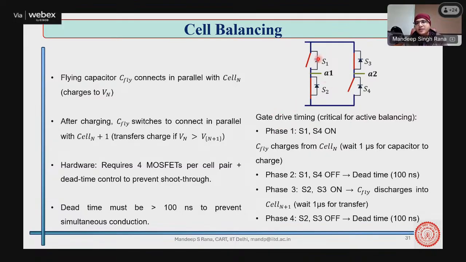So generally what we do is that we turn on S1, S4, then we let our capacitor charge for something like 1 microsecond, we wait, and then we give a dead band, where every one of these switches is turned off, none of them is on, for 100 nanoseconds. Then we connect our C-fly, or this capacitor, to the discharge path. Again for 1 microsecond we let it discharge and then again dead band. So there is waiting for charging, dead band, discharging, dead band, something like that. So our microcontroller signals which are taking care of this active cell balancing should come in that sequence. That's what I'm trying to say here.